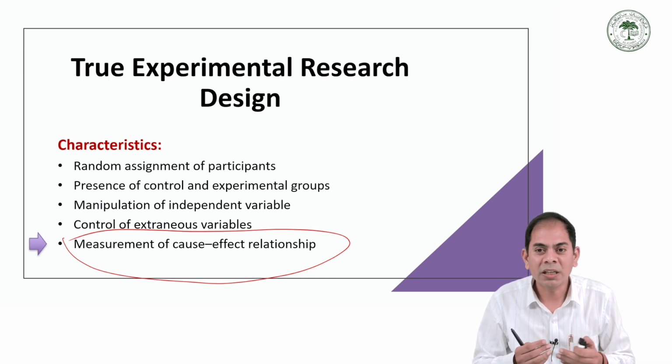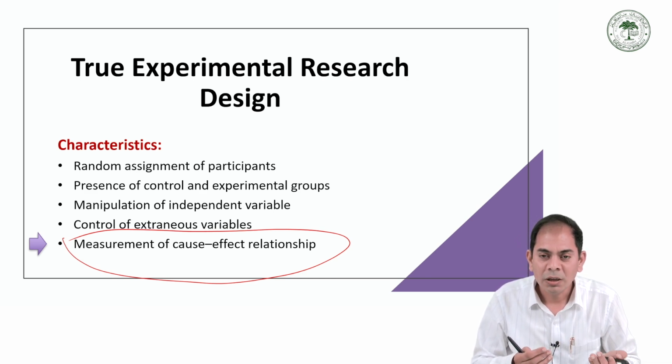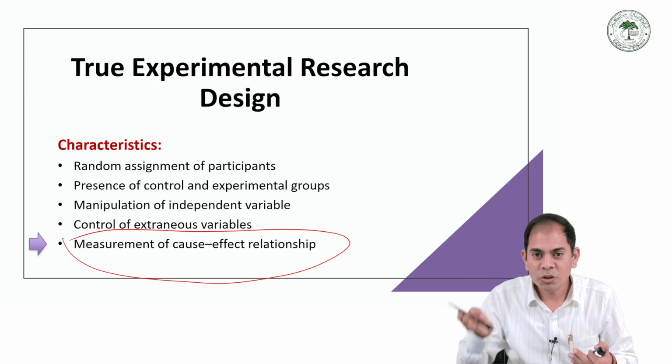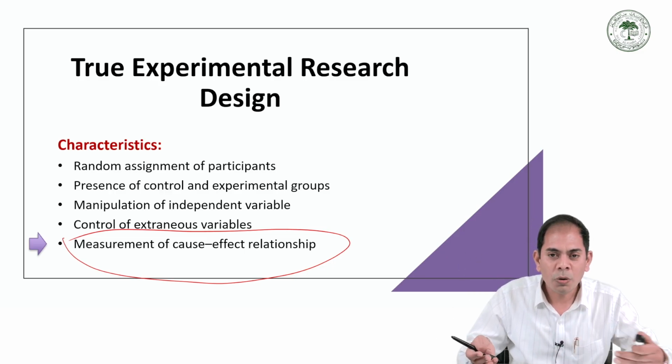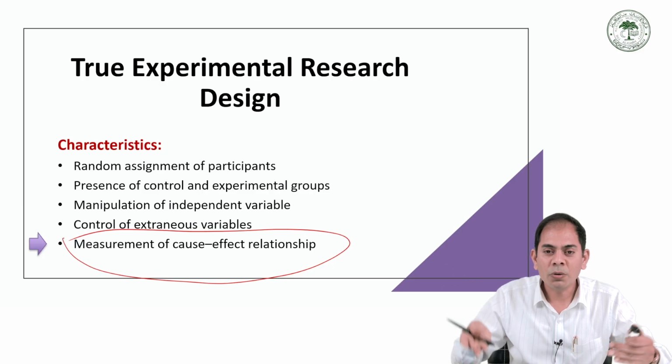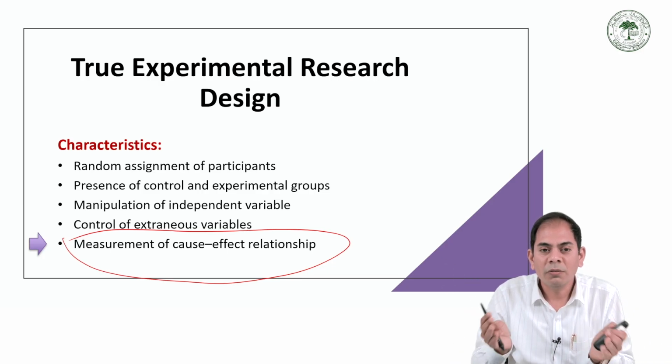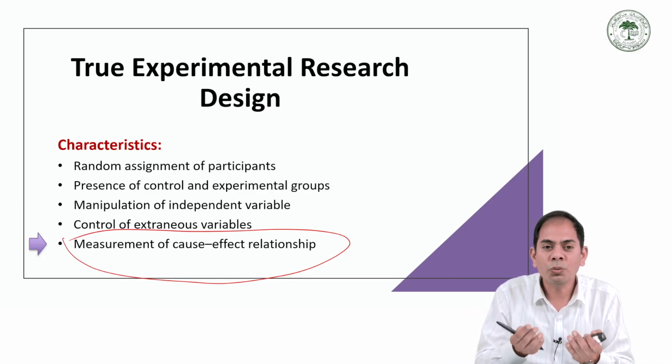For example, whether exercise improves fitness, whether yoga reduces stress, whether walking can reduce your weight. It means cause and effect. To find out the cause and effect relationship, we will select true experimental research.